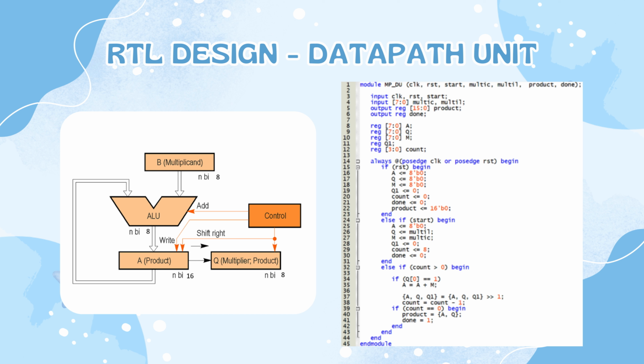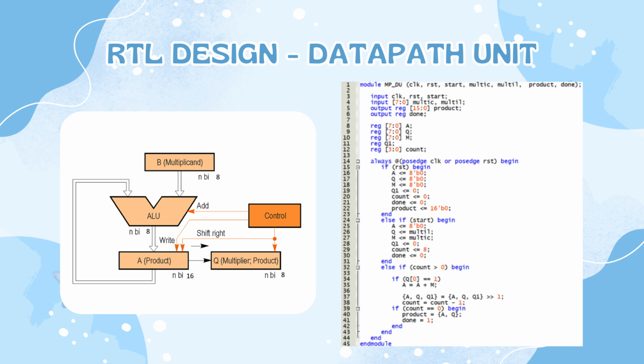The module consists of several key registers. A stands for accumulator. It stores the intermediate result. The next is Q, the multiplier register, which stores the multiplier. M, the multiplicand register, stores the multiplicand. Next is Q1 for an extra bit, used for the shifting process. Count is a 4-bit counter. It keeps track of the number of iterations.